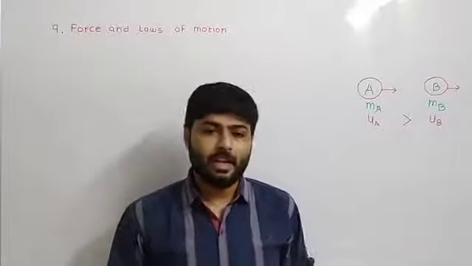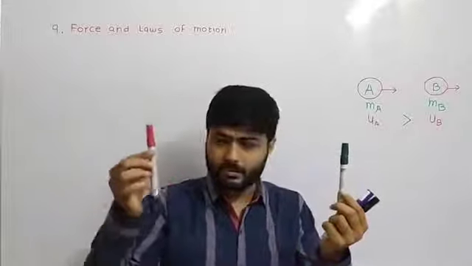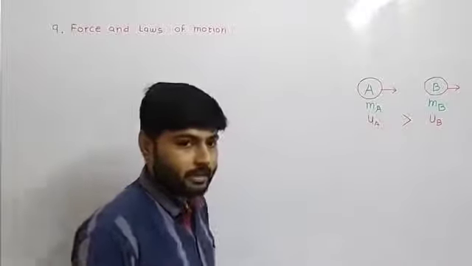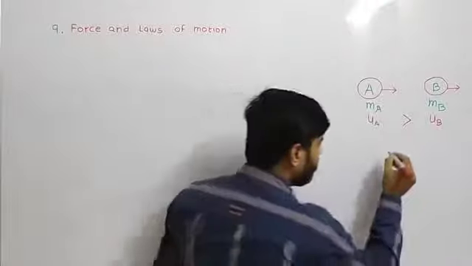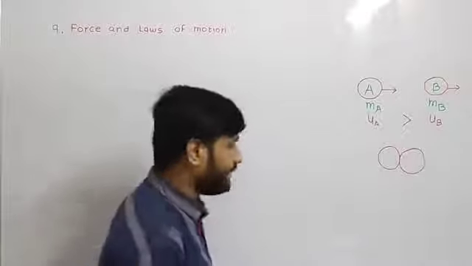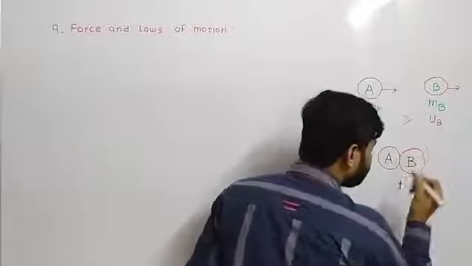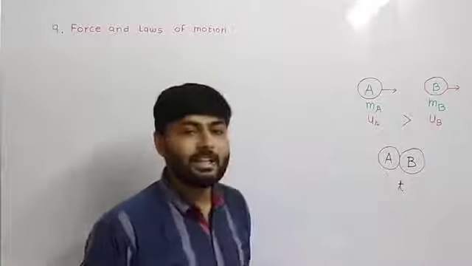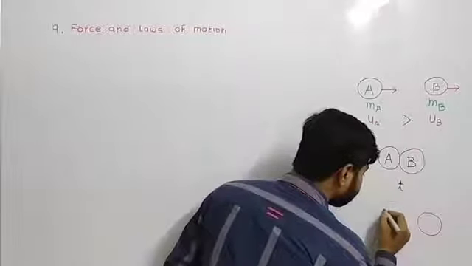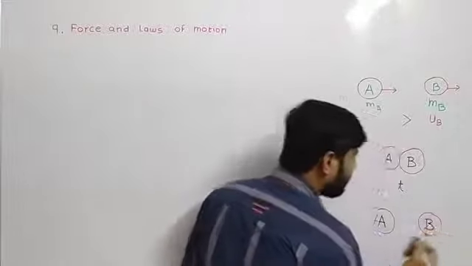And now you know what will happen when this object moves faster than this object. This object goes slowly, but this one goes with higher speed, and what happens? It will collide. So at some point of time these two balls will collide with each other. Let's say this collision time is T. This is ball A, this is ball B. This is when the collision happened. After that, the balls move something like this. This is our ball A and this is ball B.